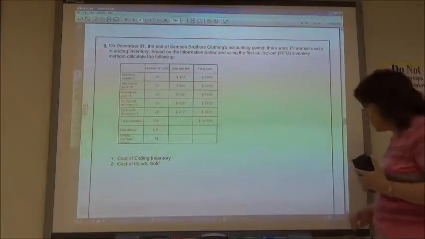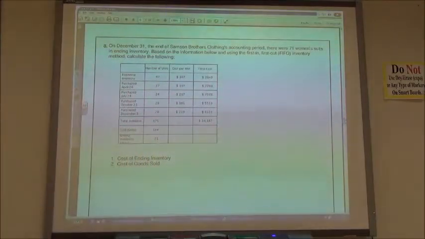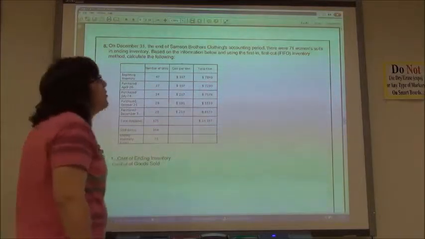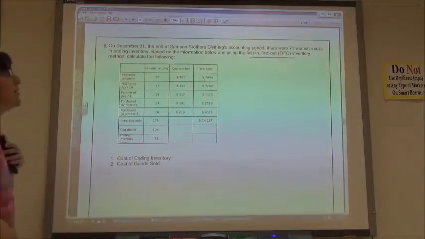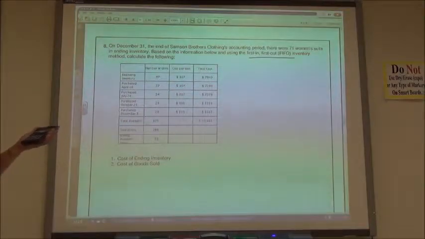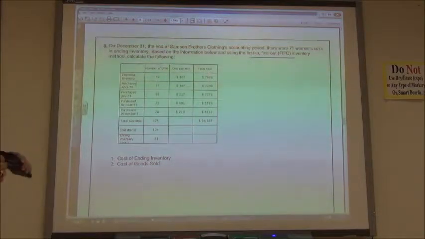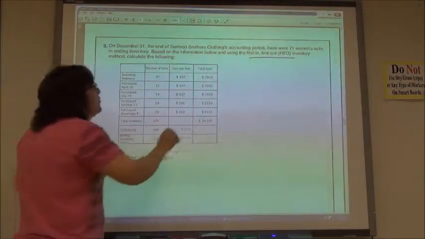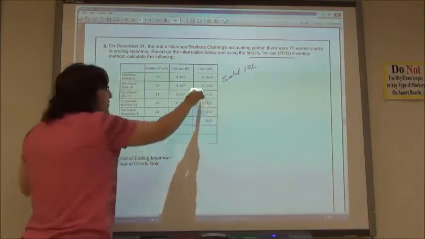So number 8, same kind of thing. On December 31st, the end of Sampson Brothers clothing accounting period, there were 71 women's suits in ending inventory. Based on the information below, use the first in, first out method of inventory. Now on women's suits, it'd be a whole lot harder to keep track of which ones you had first because food is dated, but they're saying they're using the first in, first out. So they sold these ones first and have these ones at the bottom left over.